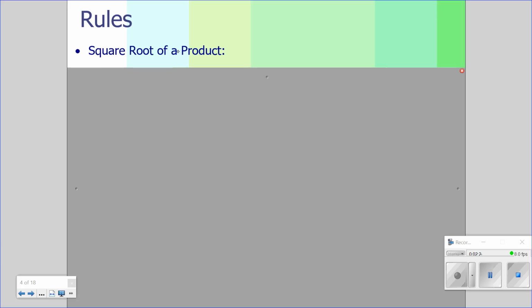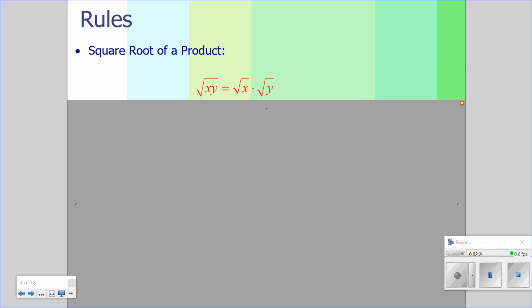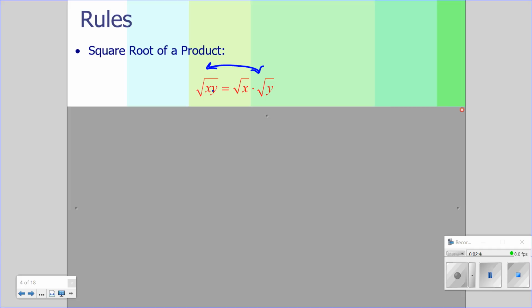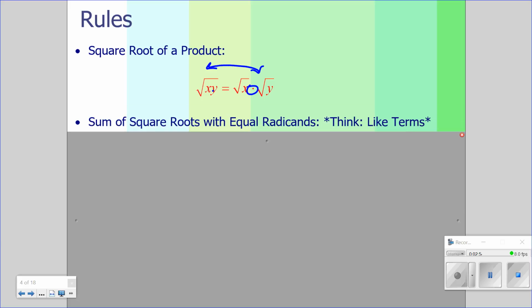The first rule is the square root of a product. So the square root of a product is when you have something like the square root of x times y, what we're going to be allowed to do is break that apart to the square root of x times the square root of y. If it's multiplication under here, you can break them apart, and you can also go in the other direction. So this goes in both directions here. If they are broken apart and being multiplied, you can combine them together under one radical symbol.